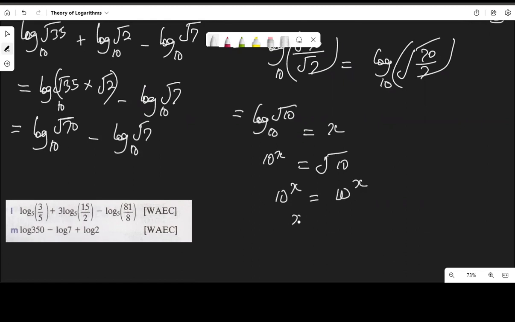The bases are the same. 10 to the power of s equal to 10 to the power of half. The bases are the same, so we equate the power. S is equal to half.